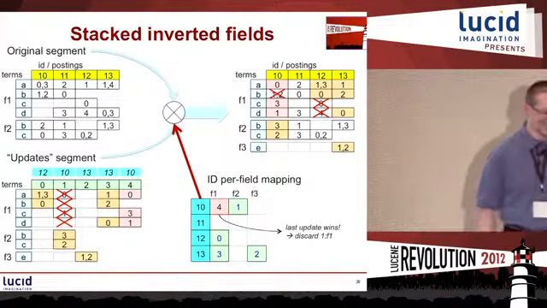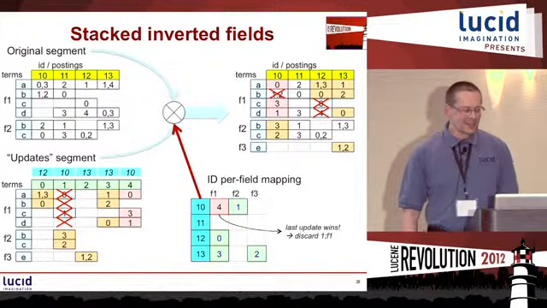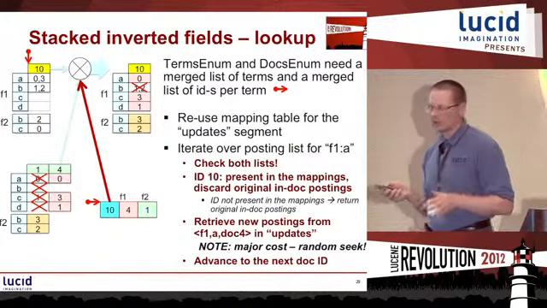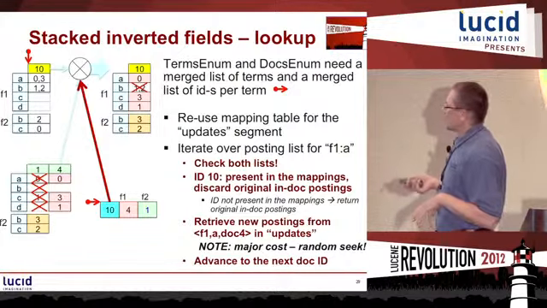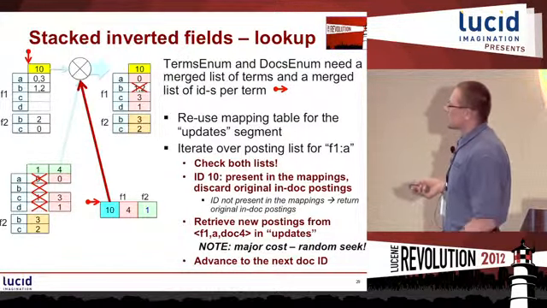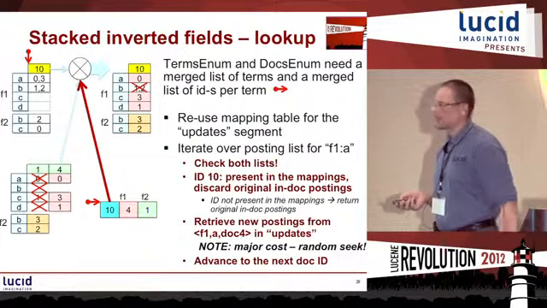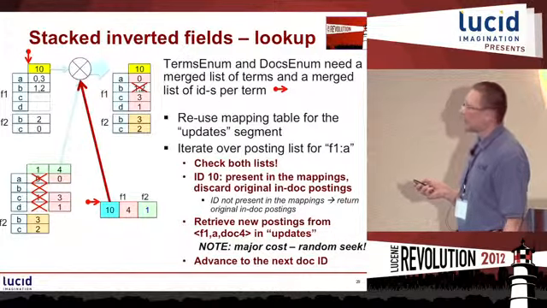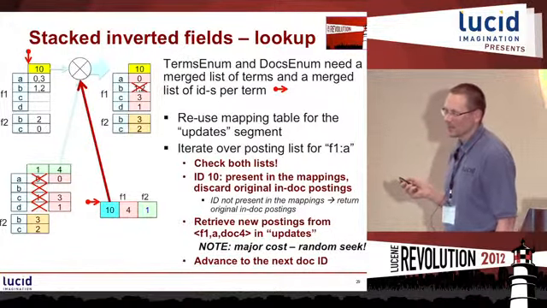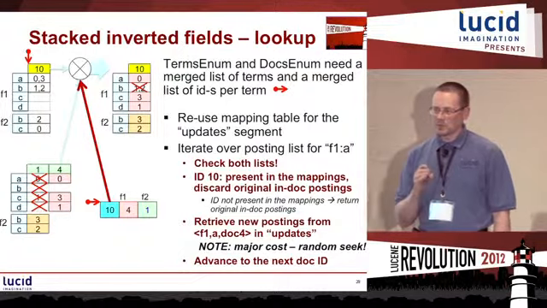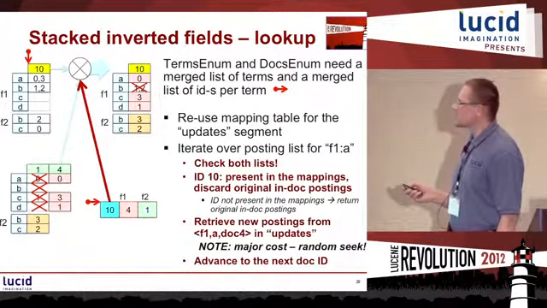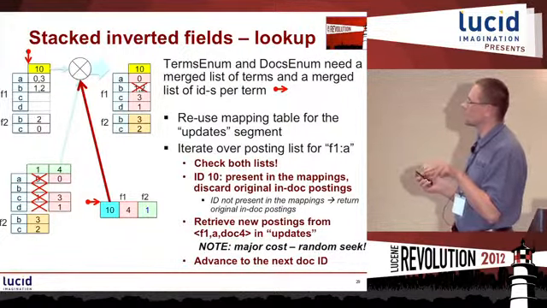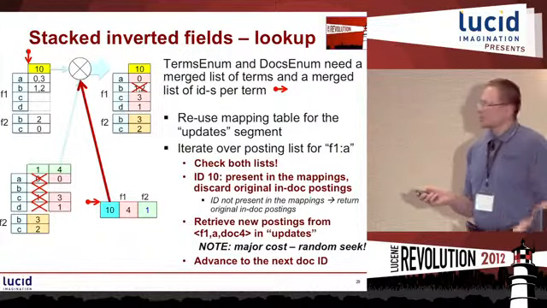So let's see how this works on an example of a single document. Again, to simplify those tables. So first of all, as Uwe said, we need merged enumerations for terms and for document IDs. How do we do that? Actually, I'm going to explain in a moment. But let's assume that we can do this, that we can have merged enumerations of terms and merged enumerations of documents. Again, we reuse this mapping table.